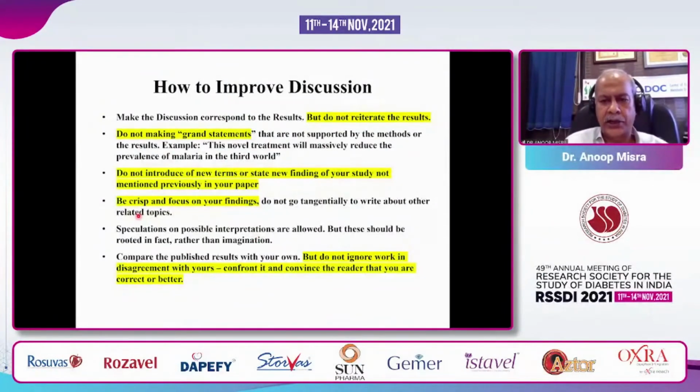How to improve the discussion? Do not, as I said, do not reiterate the results in the discussion. Do not make grand statements. Do not introduce new terms or new findings of your study not previously mentioned in your paper. You start writing with a new term. Be crisp and focus on your findings, and other people's work, whether they are in disagreement with yours, must be mentioned.